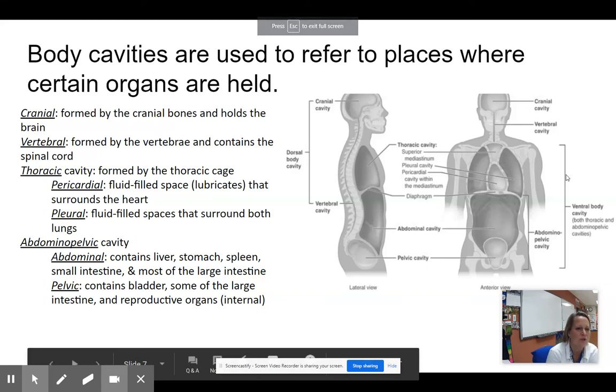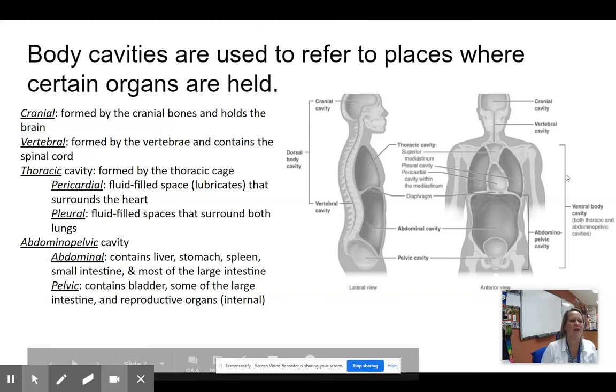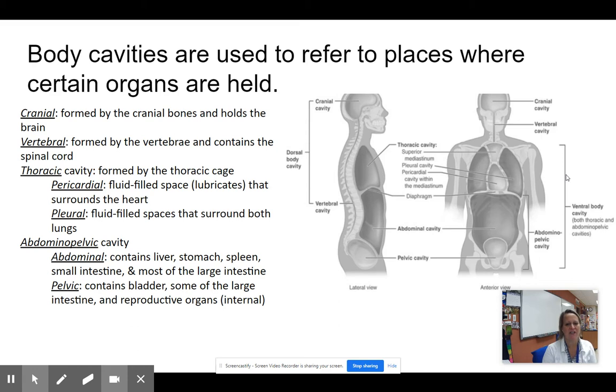Hello, welcome to Thursday. I want to talk a little bit about body cavities and just add a little bit to your notes. You can follow along with this. I have put it on the website. You also have a copy of this in the note form.